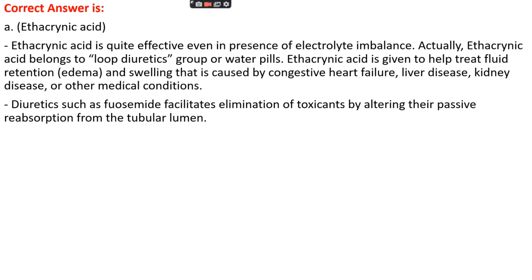Ethacrynic acid mainly belongs to the loop diuretics group, and it is given to help treat fluid retention conditions like edema, and also swelling conditions, which are mainly caused by congestive heart failure, liver diseases, kidney diseases, or other medical conditions. Diuretics such as loop diuretics like furosemide mainly facilitate the elimination of toxicants by altering their passive reabsorption from the tubular lumen.